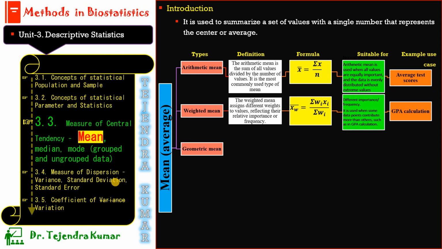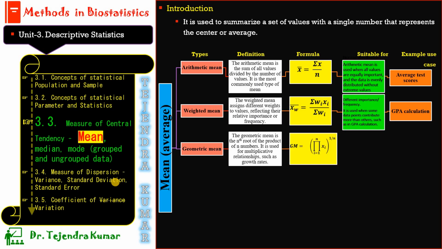Geometric mean. Geometric mean is the nth root of the product of n numbers. It is used for multiplicative relationships such as growth rates. GM is equal to product of xi, here we are taking range i is equal to 1 to n, and its power goes to 1 by n.